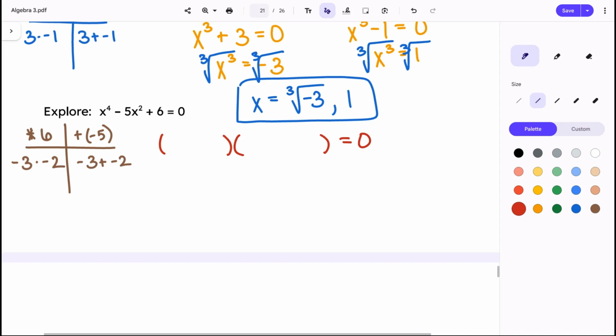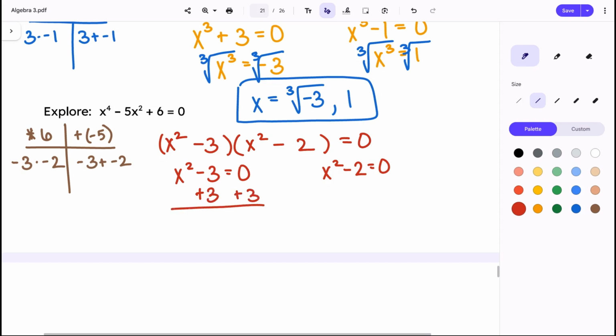The last one was x to the 6th, and we said x to the 3rd, x to the 3rd. So what would this one split as? Okay, and then -3 minus 2. We set those both equal to 0. On this side, you're going to add 3. So you have x squared equals 3.